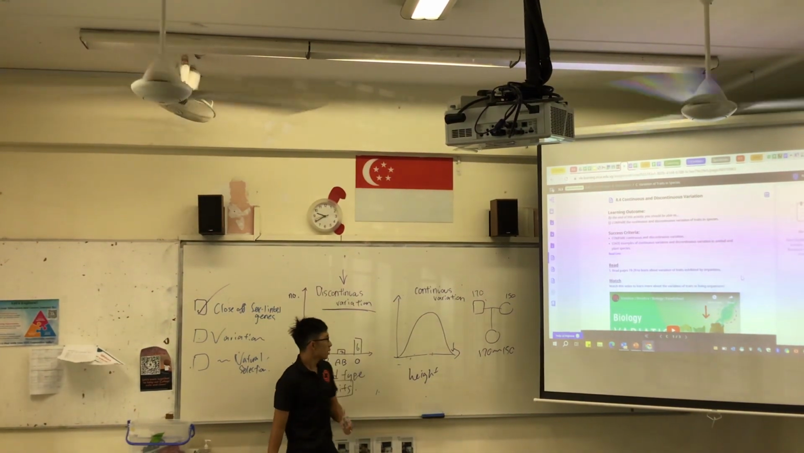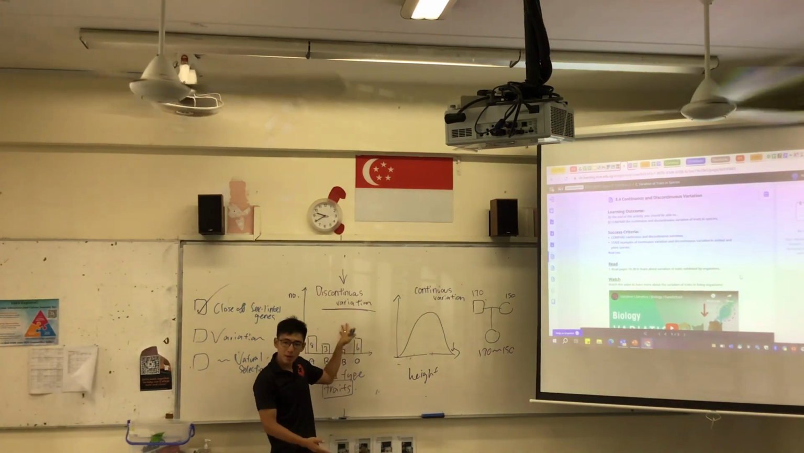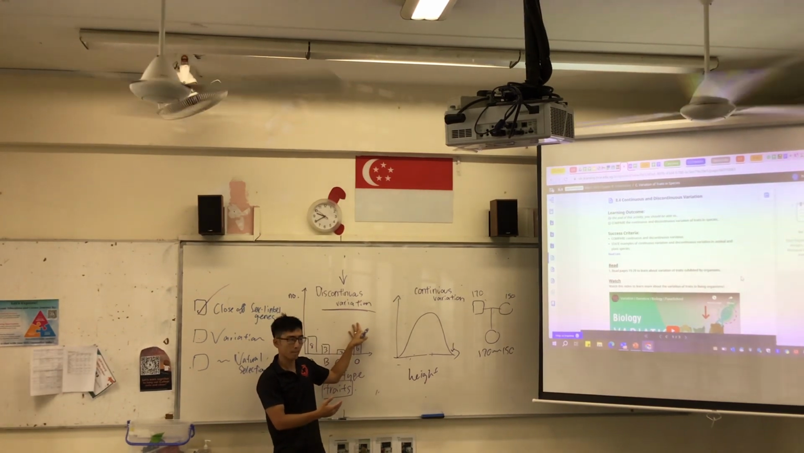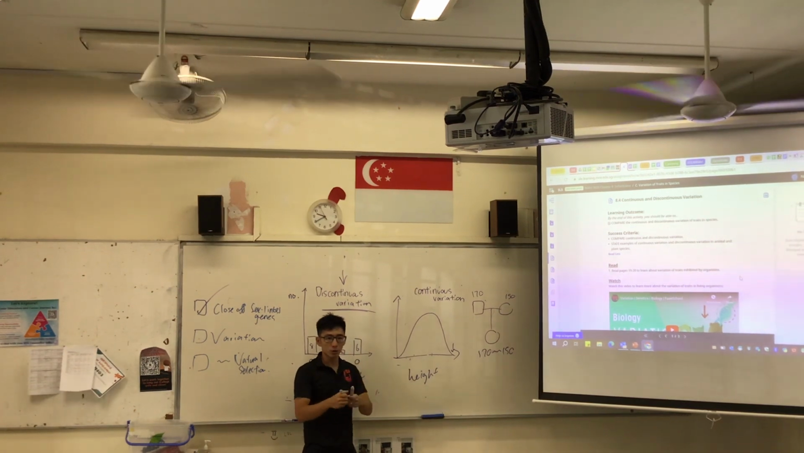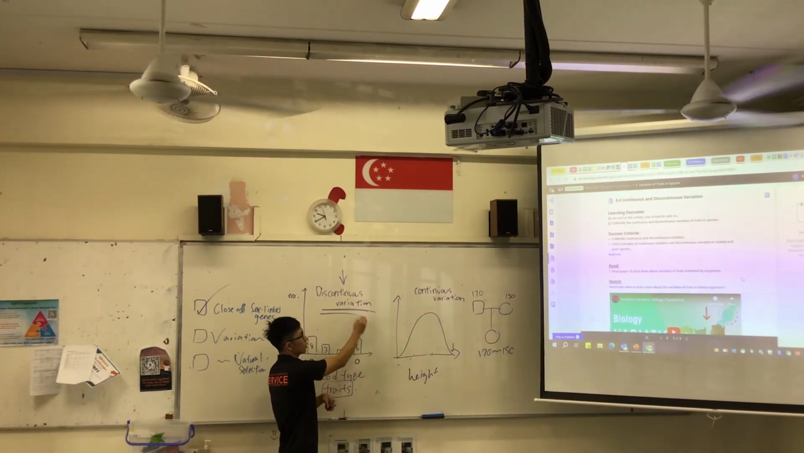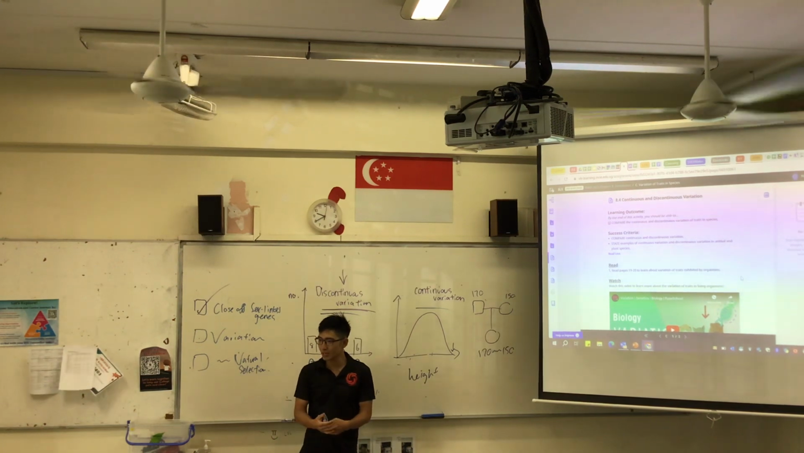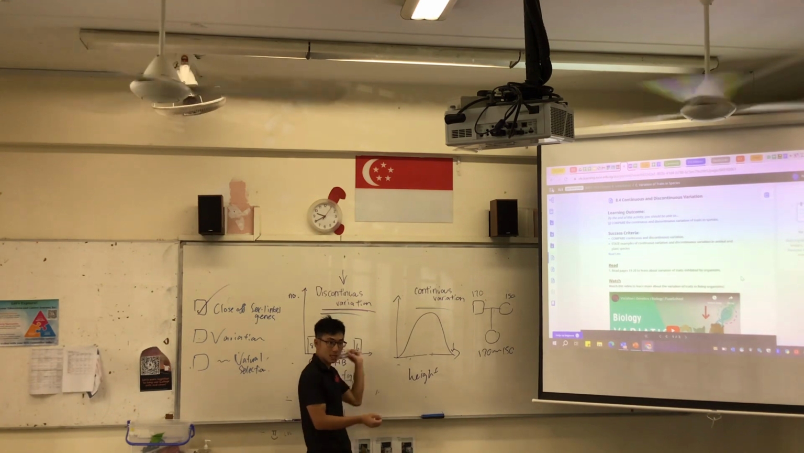So the traits we've been looking at so far really exhibit a kind of discontinuous variation. Today I'm really just introducing to you two new terms: discontinuous variation and continuous variation. Your skill to pick up here is to be able to differentiate whether a particular trait exhibits either variation or not.